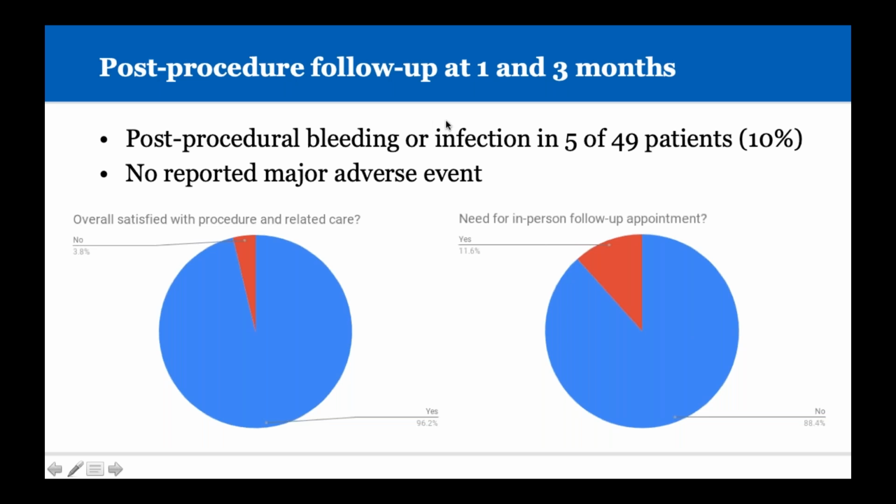So we have a post-procedural bleeding or infection in about 10% of patients, but all just a minor bleed or a little infection, and nothing bad. No reported major adverse events. 96% of patients were overall satisfied with the procedure. The few that were not were the ones that were technically not successful, and that was usually due to a lack of a specific piece of equipment. And then after the procedure, about 12% actually wanted in-person follow-up. So when we do this initial follow-up, the reason is also to screen for people that want to come back and be seen in person.